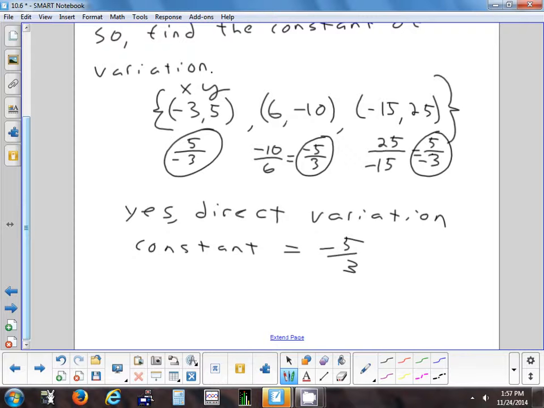Okay? Any question on how we figured out that that's direct variation or that that's the constant? Okay.